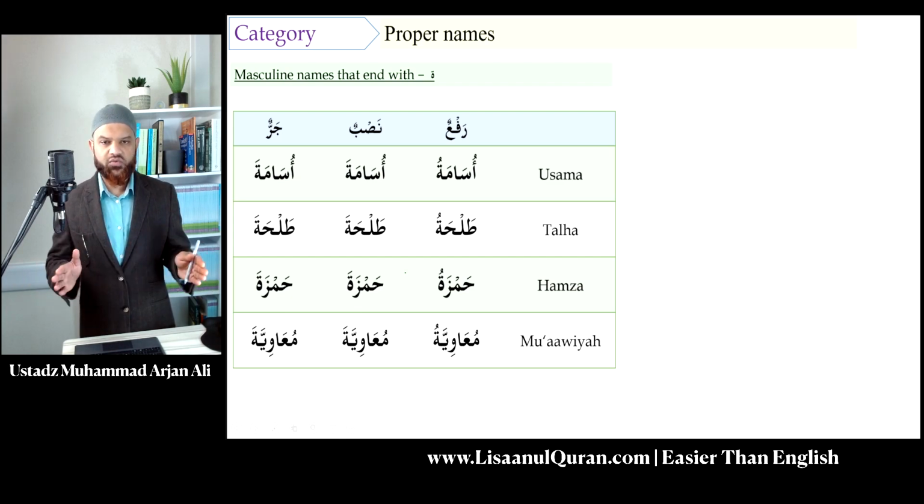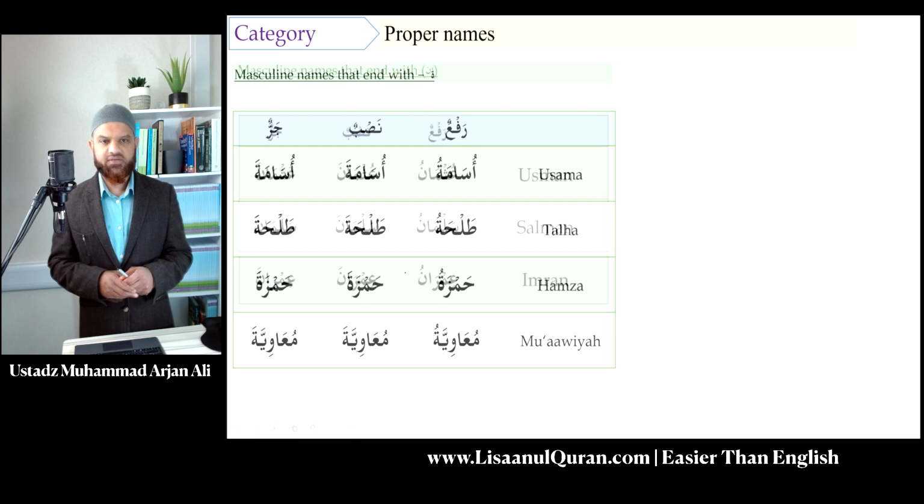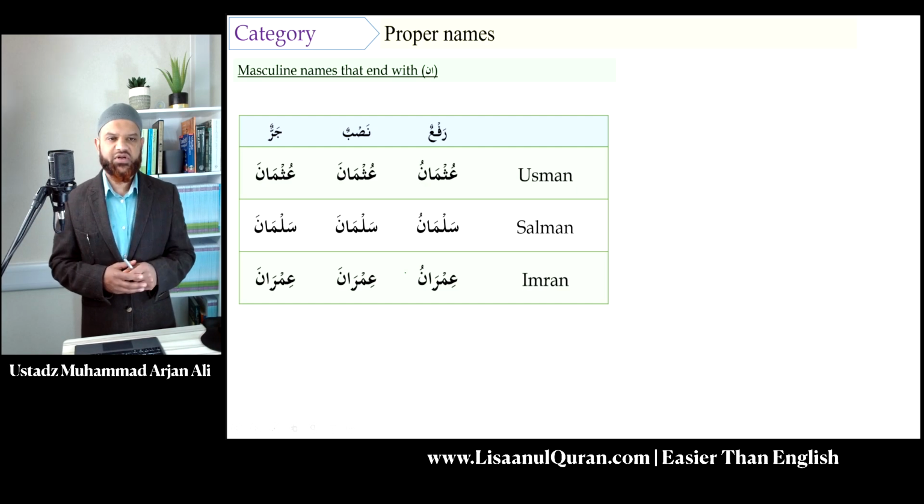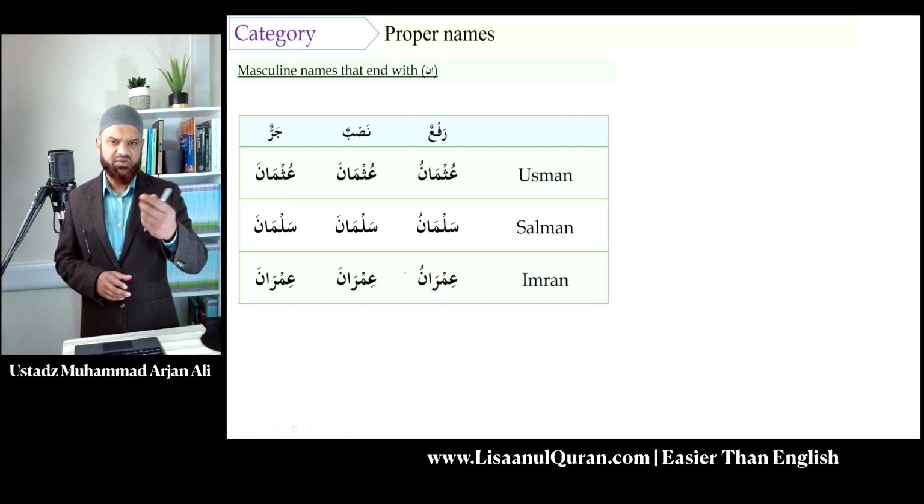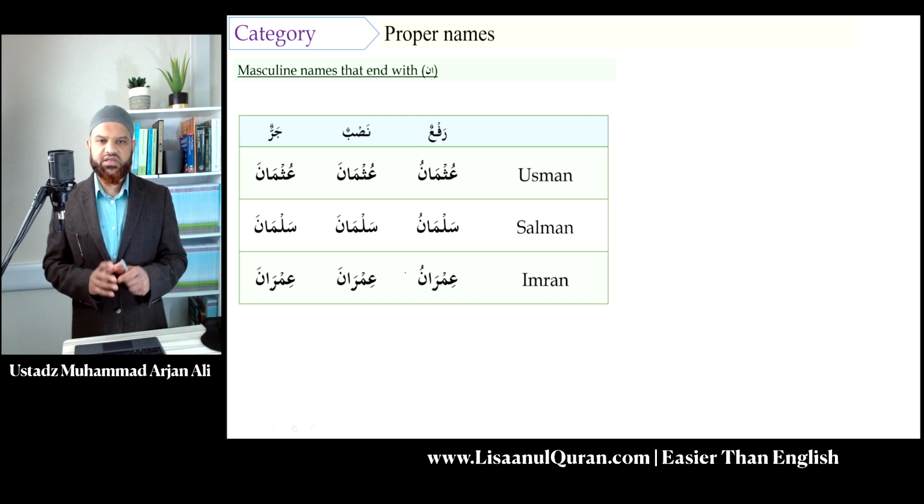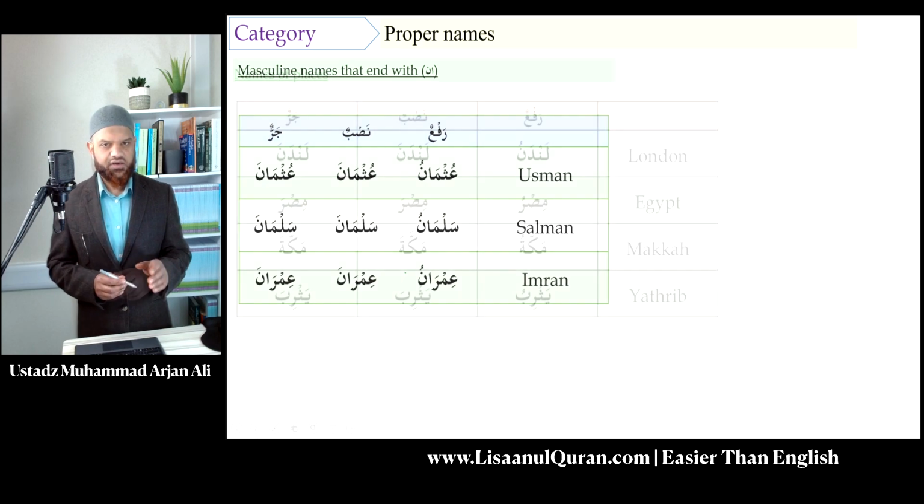Again, no tanween and no kasra in the jar status. Any names of male persons that end with an alif and a noon. So for example, we have here Uthmanu, Uthmana, Uthmana. Again, no tanween and no kasra in the jar status. You've got some other examples also there. Salmanu, Salmana, Salmana. Imranu, Imrana, Imrana. Again, note that they're also in this ending will also be partly declining.